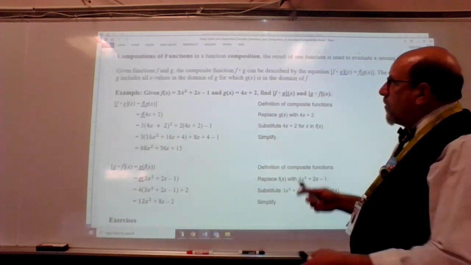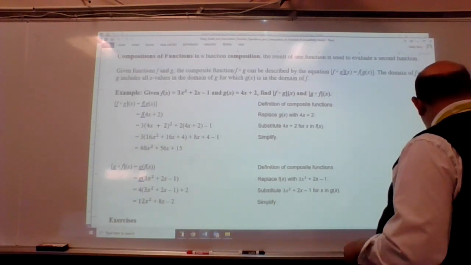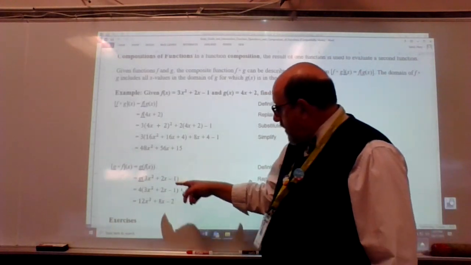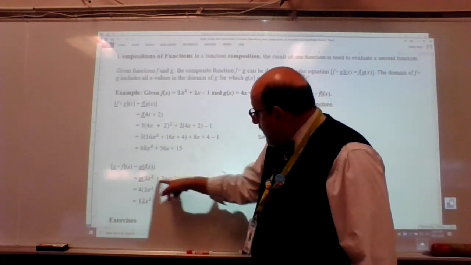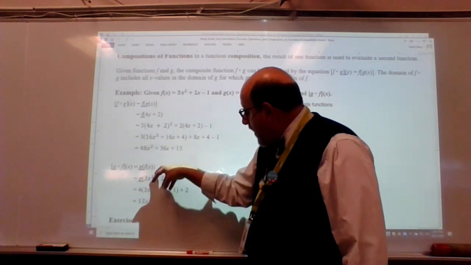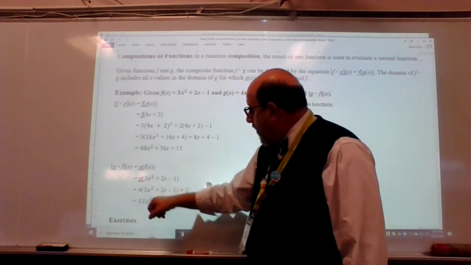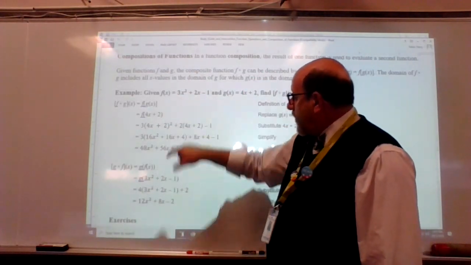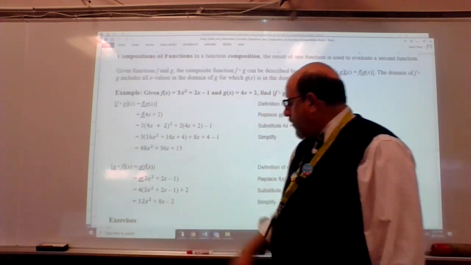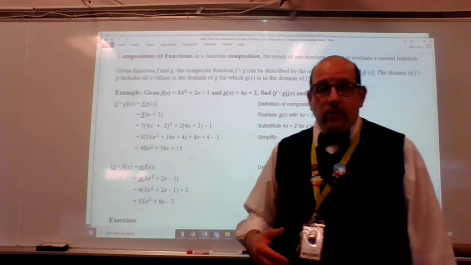Okay, and then we're going to do the opposite of that, and I guess I should show you through this idea here. This is g, and we're going to put the f inside for x. So we have 4x plus 2, so 4, and then we'll put in our 3x squared plus 2x minus 1 plus 2, and all the work is pretty much done as soon as you distribute. It's a really, really simple process.